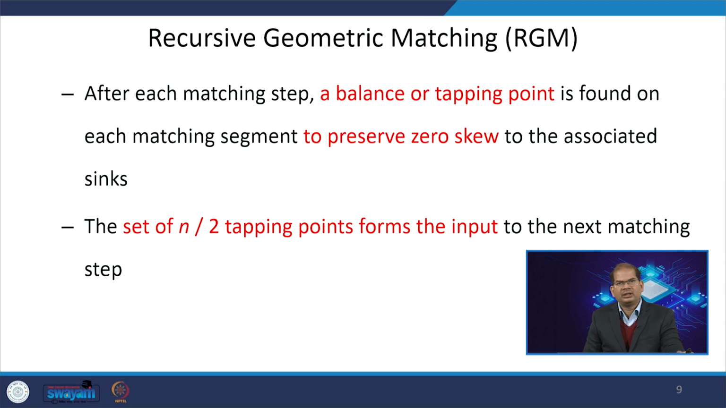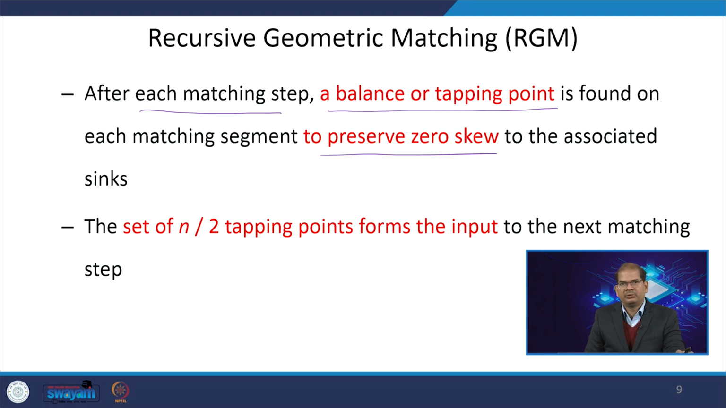Okay. So, after I create these n by 2 line segments, for each matching step a balance or tapping point is found. So, what do I have to do? Whenever I have a line segment, I have to find a tapping point. The tapping point will connect one line segment with the other line segment, that is one thing, and it cannot be the middle of the line segment also. It depends upon how I can maintain 0 clock skew.